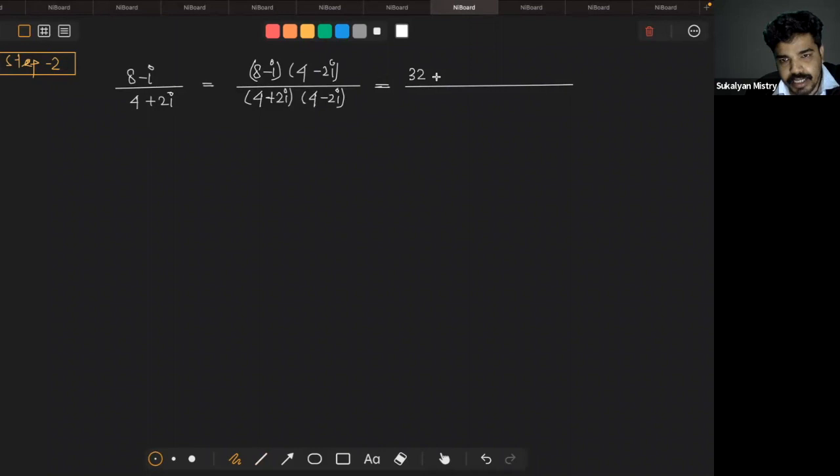So that equals 32 minus 16i minus 4i plus 2i square, divided by 4 square minus b square, a plus b into a minus b, so 16 plus 4. Since i square is minus 1, the 2i square gives minus 2, so we get 32 minus 2, which is 30, minus 16i minus 4i, so minus 20i, divided by 20.